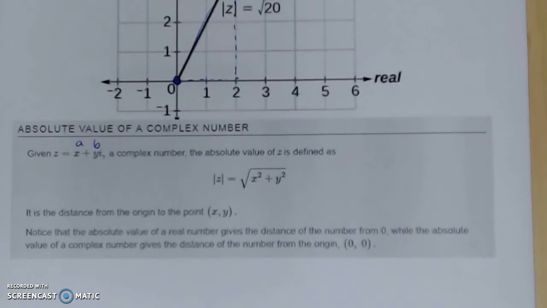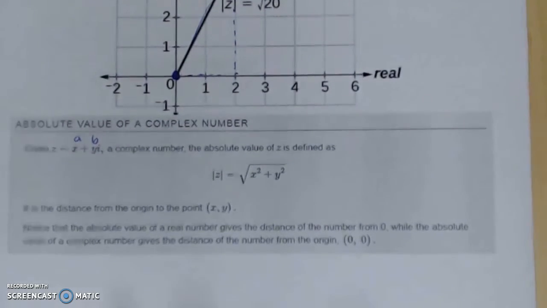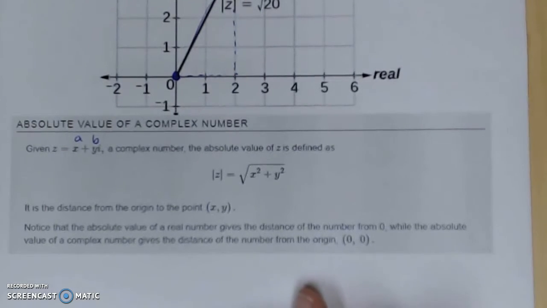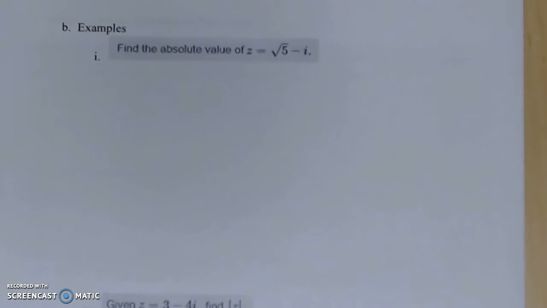Notice that the absolute value of a real number gives the distance from 0, while the absolute value of a complex number gives the distance from the origin. So I just want to talk about this, pick up some vocabulary, but let's definitely look at how we can use this in some problems. So I've got 2 examples for us here.